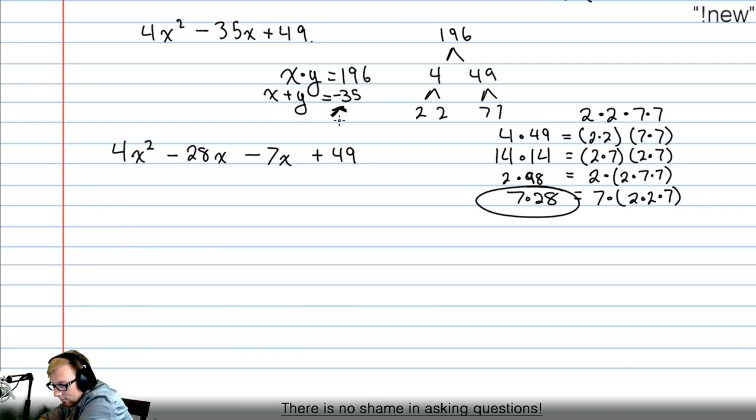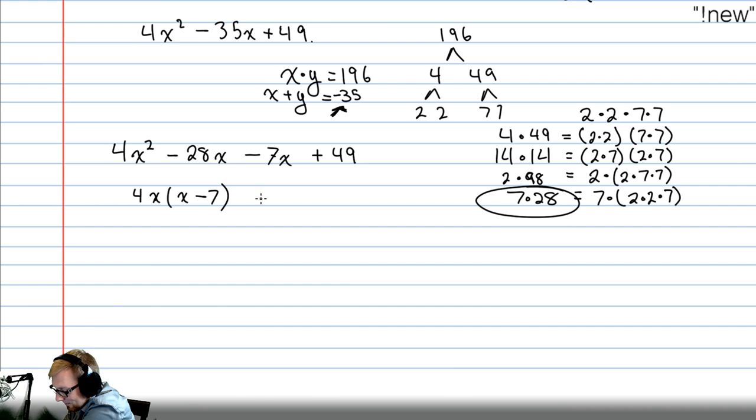Okay. My mistake on that half. So the greatest common factor in the first one is 4x, and then parentheses you have x minus 7, and then your greatest common factor in the other one is negative 7, or 7, you drop down the minus sign, and you have x minus 7, which equals 4x minus 7 and x minus 7. Good.